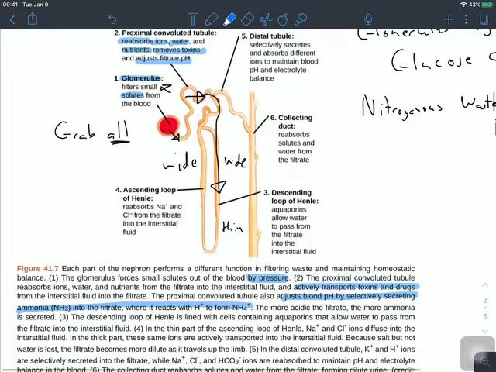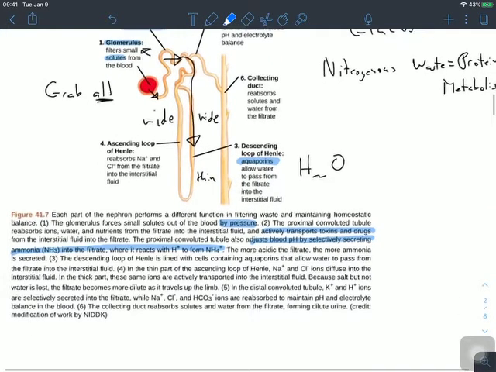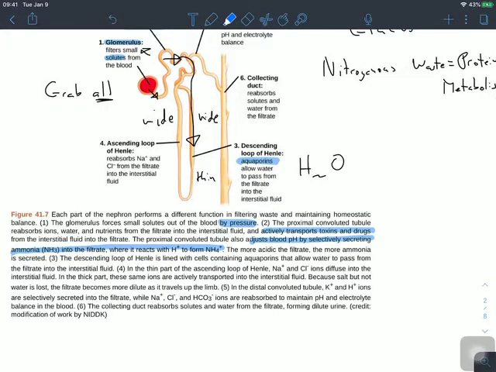But the descending loop of Henle is characterized by one group of proteins, the aquaporins. They allow water to pass back from the filtrate into our interstitial fluid, back into the body. We want to hold on to our water, depending on how much water you have in your bloodstream, and the descending loop of Henle is doing that. So when you think of the descending loop of Henle, always think of water reabsorption. The descending loop of Henle is lined with aquaporins to allow water back in.